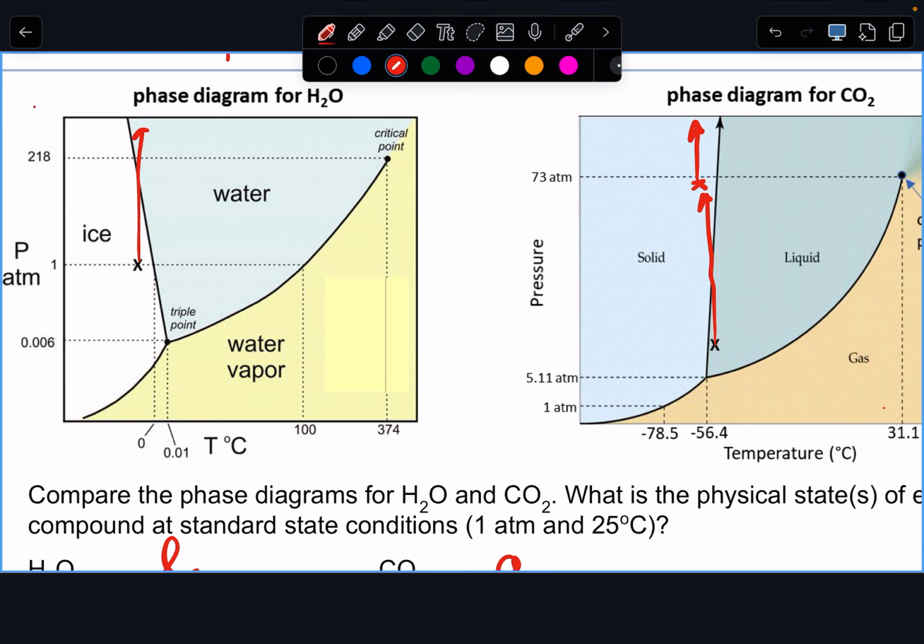So let's just think of a piece of ice and a butter knife. You don't even push very hard. You just gently push the knife on the ice. It's going to turn some of that ice into water. So that's what happens when you are at 1 atmosphere pressure.